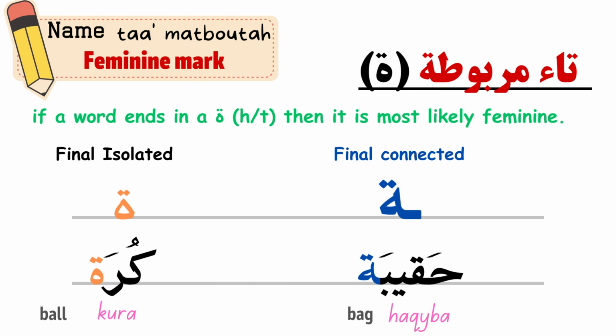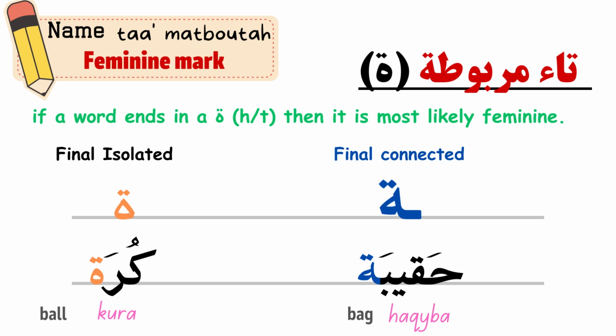There is an additional form that was derived from the letter ta, and this form is called ta marbuta, and it's the feminine mark in Arabic. If a word ends in a ta marbuta, then it's most likely feminine. There are 2 shapes of the ta marbuta. There is the final form connected, and there is the final form isolated. It's also very important to remember that ta marbuta only appears at the end.